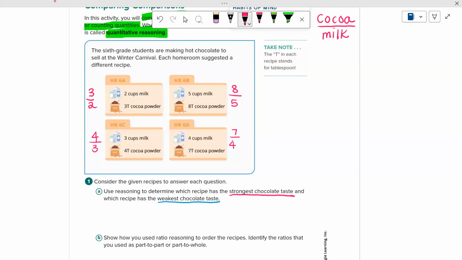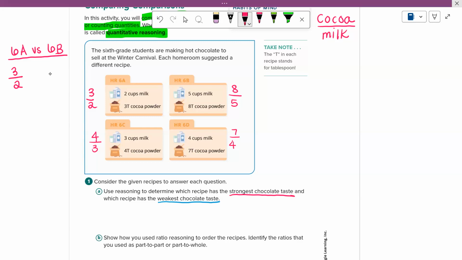I'm going to start with 6A and 6B. So it's like a battle, right? I like to think this is like the battle of the homeroom. So this is round 1. We're going to do 6A versus 6B, and we're going to see just between 6A and 6B who has the stronger chocolate flavor. Then the winner of that will go on to face off against the winner of 6C and 6D.